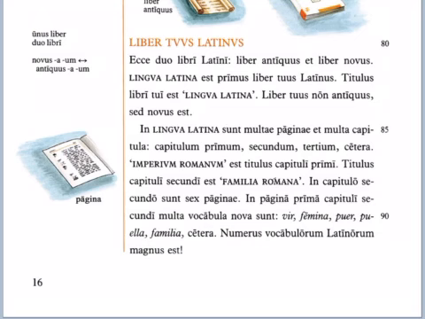Numerus vocabulorum Latinorum magnus est. The number blank is big. Now look at vocabulorum Latinorum. Think about what the orum endings mean. The number of Latin words, so that's plural, right? This is a genitive plural ending again. The number of Latin words is great.